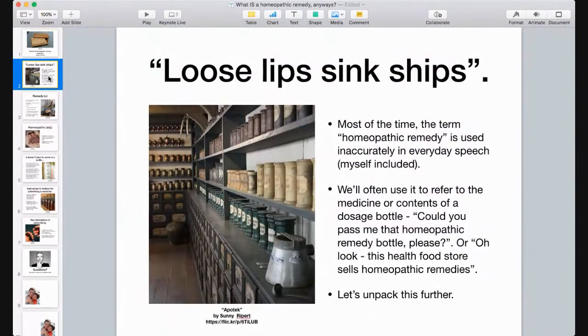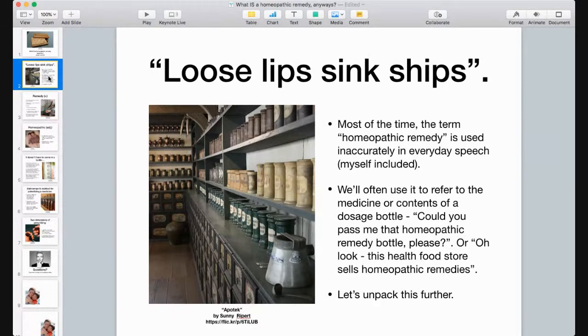So loose lips sink ships, as I say here. Most of the time, the term homeopathic remedy is used inaccurately in everyday speech, and that includes myself. We'll often use it to refer to the medicine or contents of a dosage bottle, as in, could you pass me that homeopathic remedy bottle, please? Or, oh, look, this health food store sells homeopathic remedies. I've said either of those things countless times. And as I say, in everyday language, there's nothing wrong with that. We get the message across and we know what we're communicating to the other person.